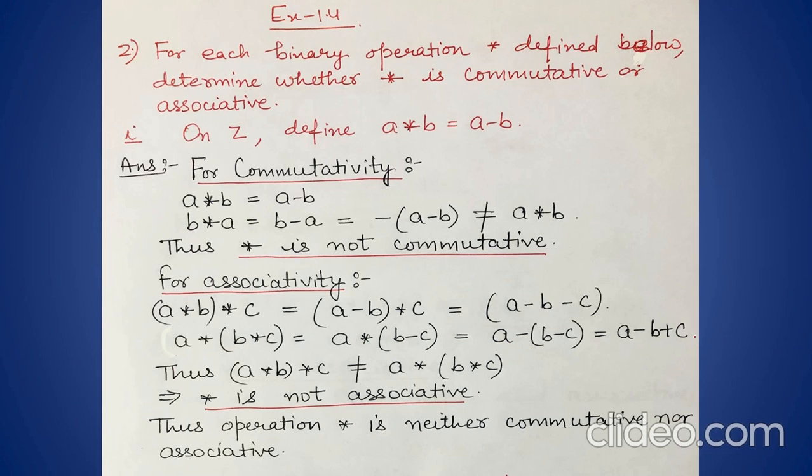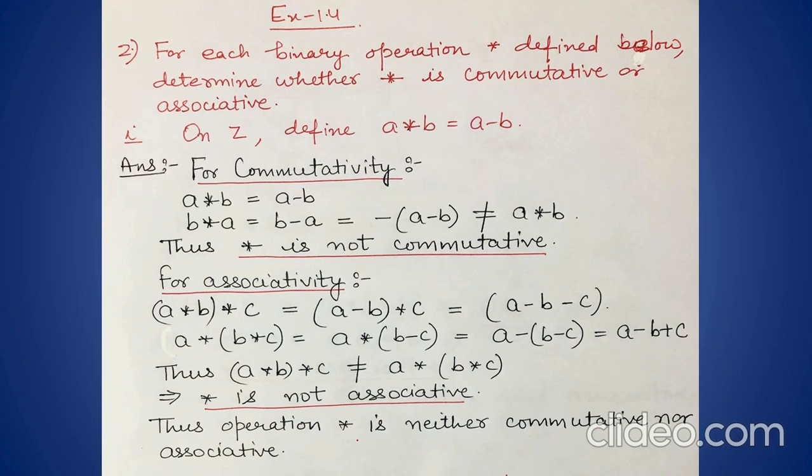So we can see that A star B star C, उसकी वैल्यू कितनी आई थी? A minus B minus C. And secondly A star bracket B star C, इसकी वैल्यू कितनी आई? A minus B plus C. They are not equal. So we can say star is not associative. Thus operation star, it is neither commutative nor associative. So it completes our first part.